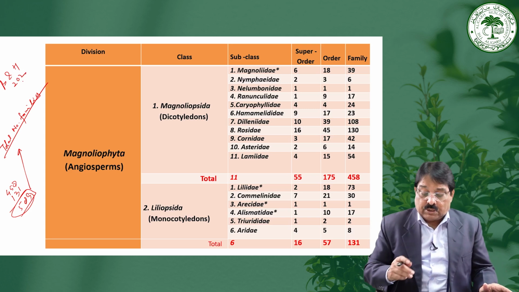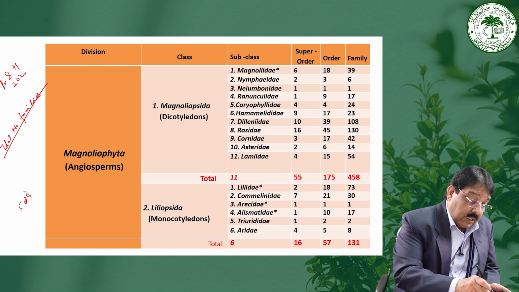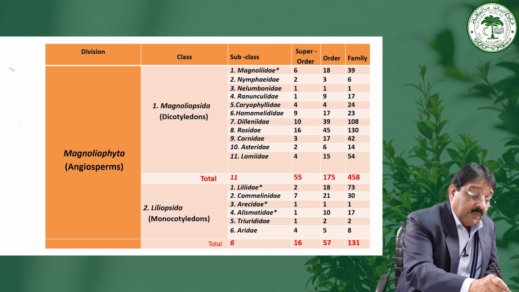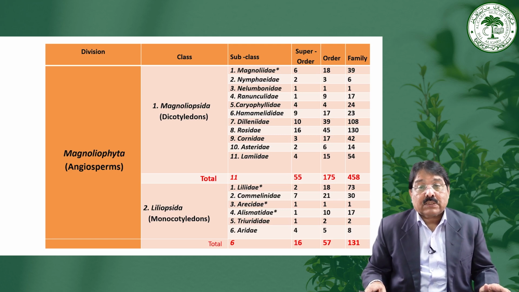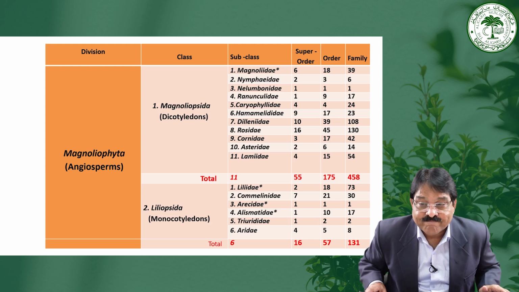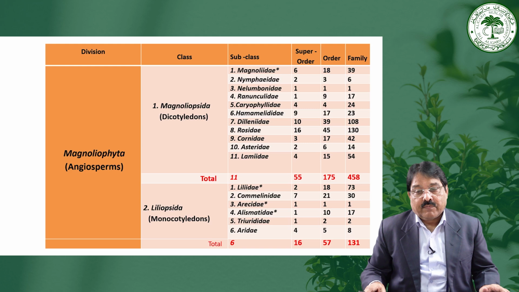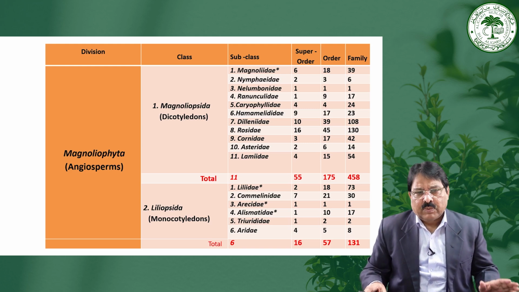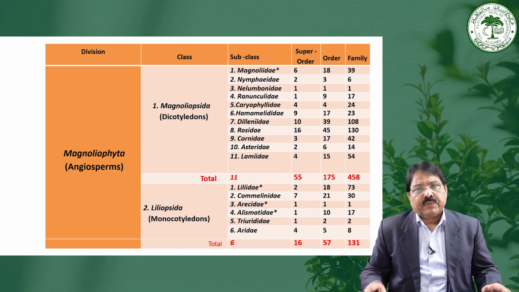There may be a question either in a test or anywhere, if you go for an interview, that someone can ask how many families are covered by Takhtajan and how many by Bentham and Hooker. So your answer must be 589 families in Takhtajan, as well as 202 families in the Bentham and Hooker system. Similarly, in Hutchinson's, there are a different number of families they covered in their system of classification.